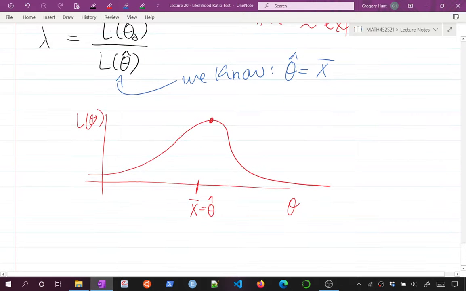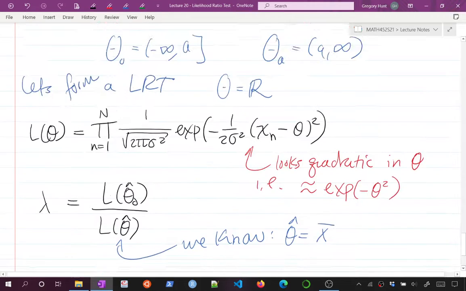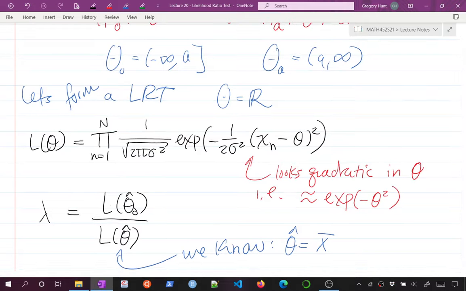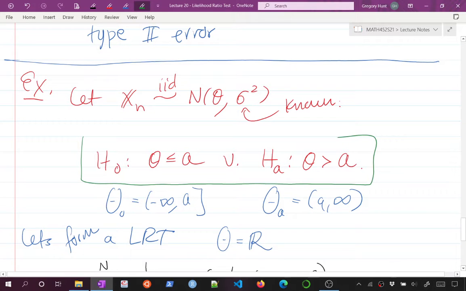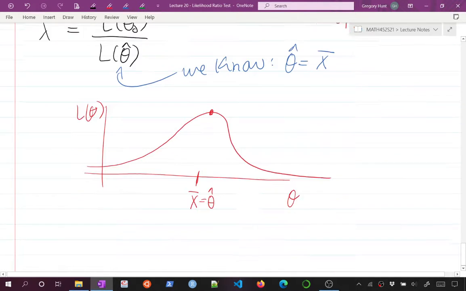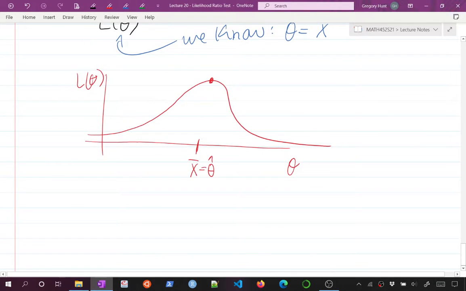And so the question is, what if we restrict ourselves to our null hypothesis? We've written this hypothesis for some constant a. We didn't really specify what the constant was, but it doesn't matter. There are basically two scenarios that can happen here. Scenario one is that a could be over here.